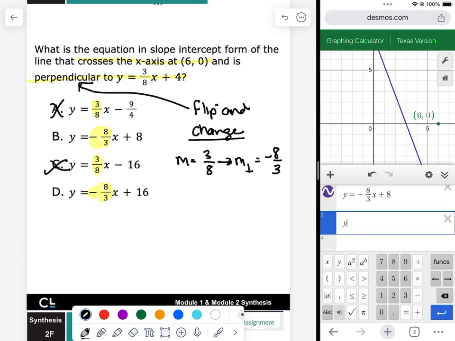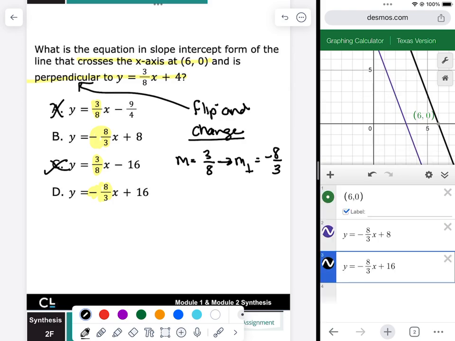So let's go to the next one. y equals -8 divided by 3x plus 16. And boom, there it is. The answer is D.